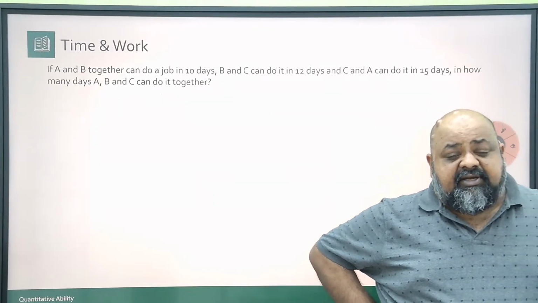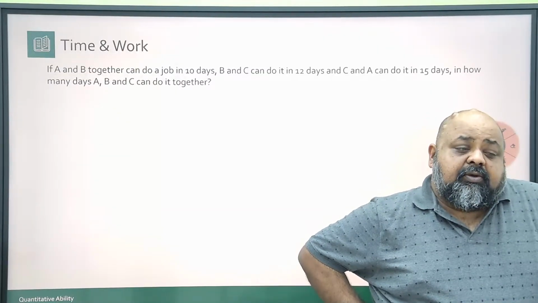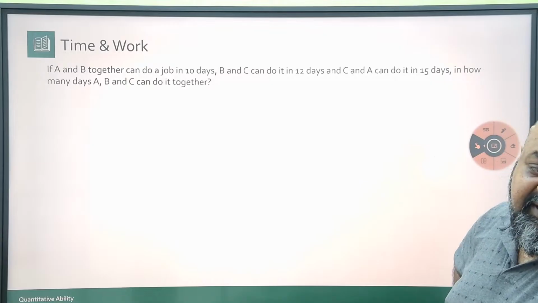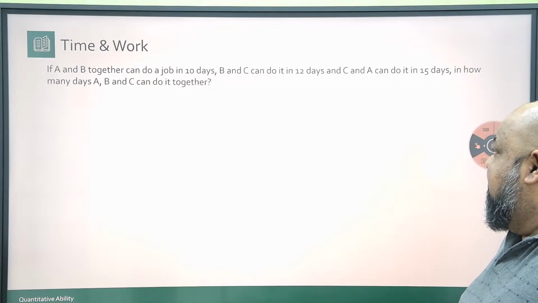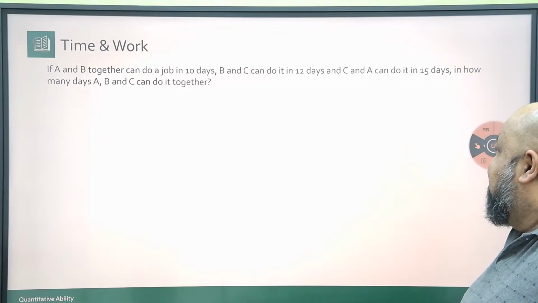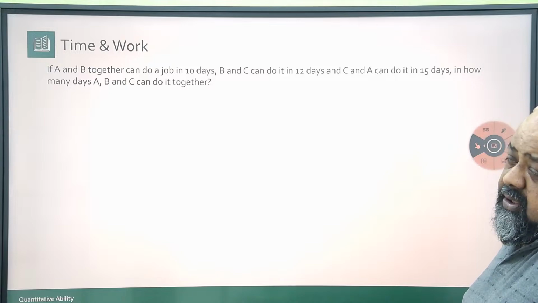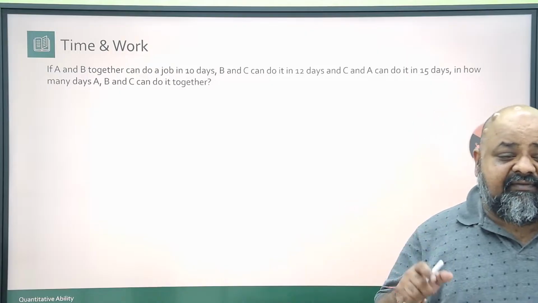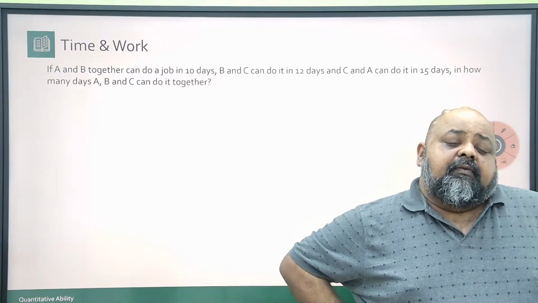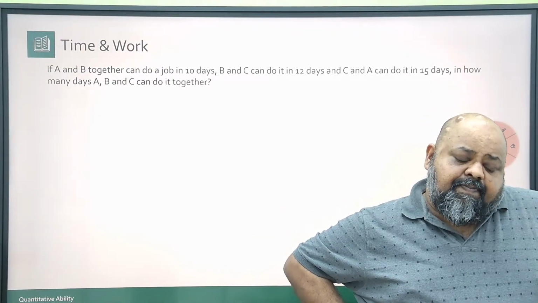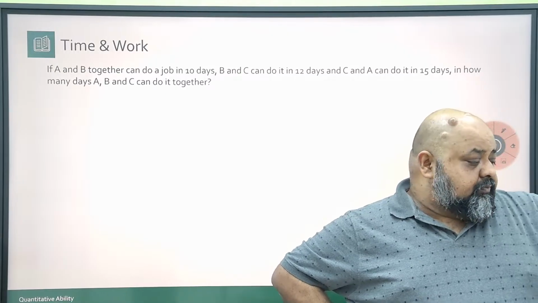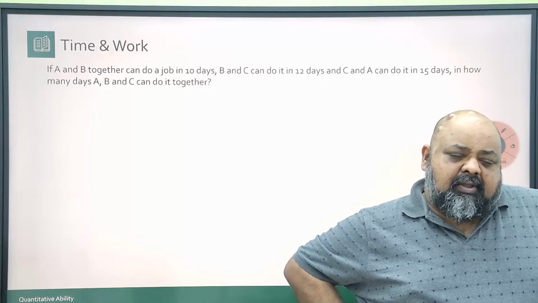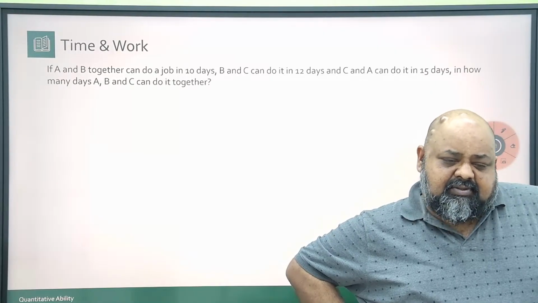Take a couple of minutes and attempt this question. The question reads, if A and B together can complete a work in 10 days, B and C can do it in 12, and C and A can do it in 15, in how many days can A, B, C do it together? So we are given the time for AB, BC and CA. We have to find the time of ABC together. You have, I think, 2 minutes to answer the question.